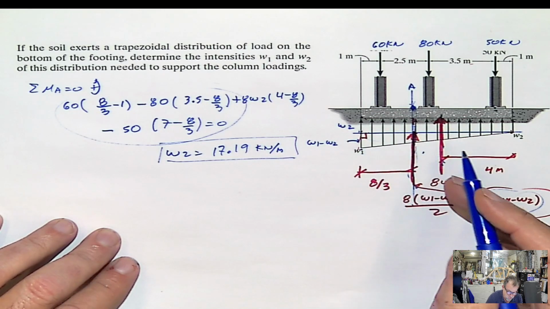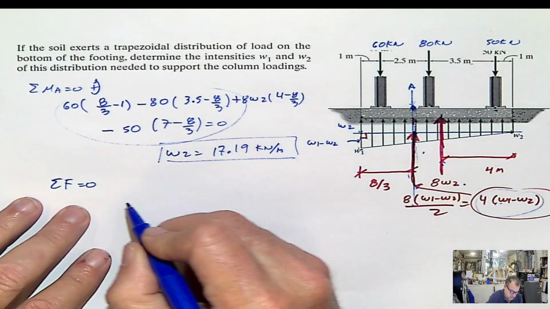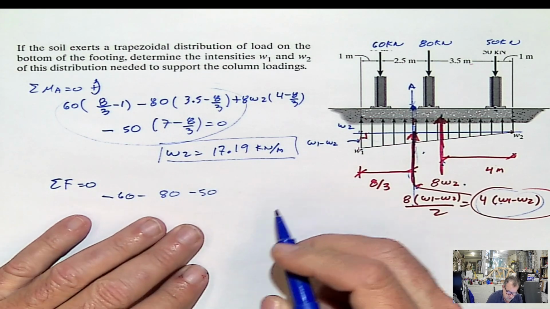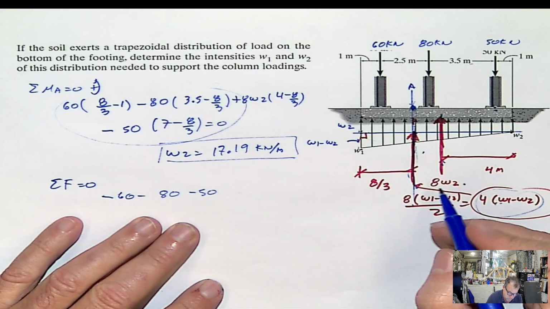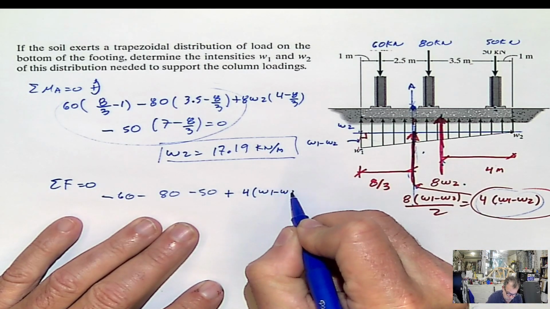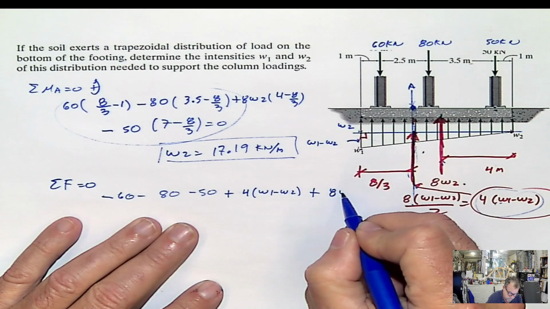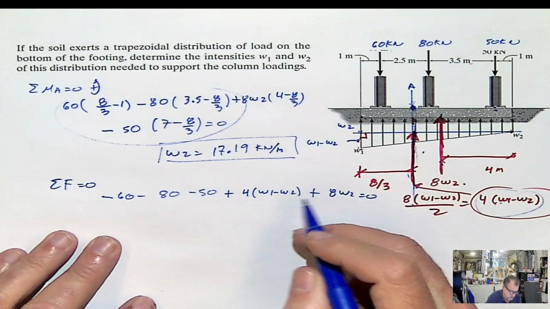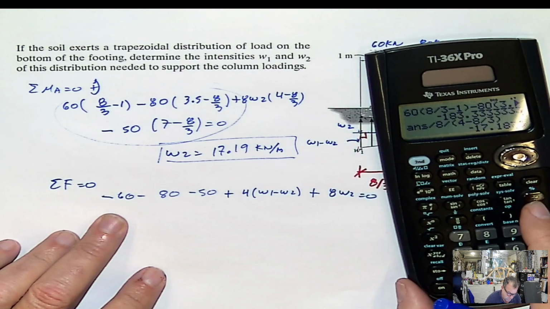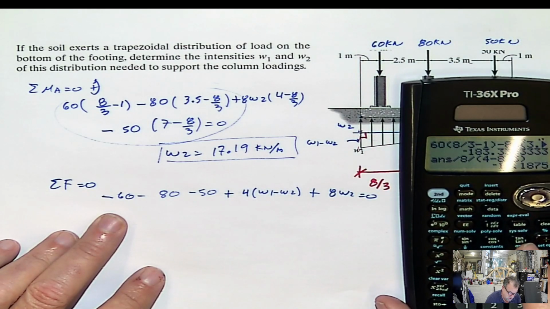And if I need the value for W1, I just have to do summation of forces equals 0. So now I do summation of forces equals 0. And I have, let's start with the numerator, negative 60, negative 80, negative 50. And then going up, I have plus 4W1 minus W2. And this one is plus 8W2 equals 0. And then from here, we can solve for W1, which is the one that we are looking for. W2, remember, is 17.19.